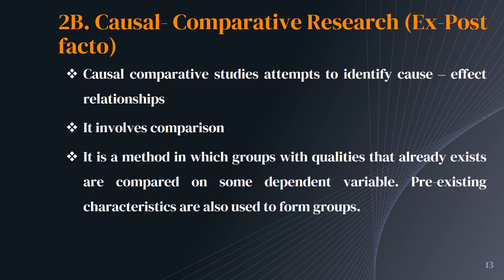Causal comparative research is also called ex post facto research. What is the meaning of ex post facto? After the fact, means after the occurrence of particular incidents, we are going to study the relationship, that is called the causal comparative research. Here we are going to study one example that is applicable for correlational research also and causal comparative research.